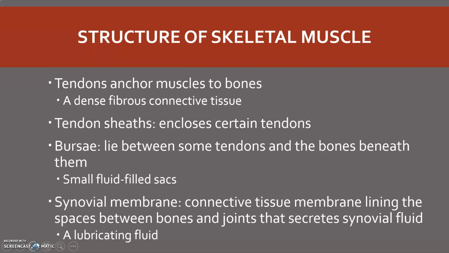And you have a synovial membrane. This is a connective tissue membrane that lines the space between bones and joints. The synovial membrane secretes a fluid called synovial fluid, and synovial fluid helps to reduce friction between the joints. It can be described as a lubricating fluid.